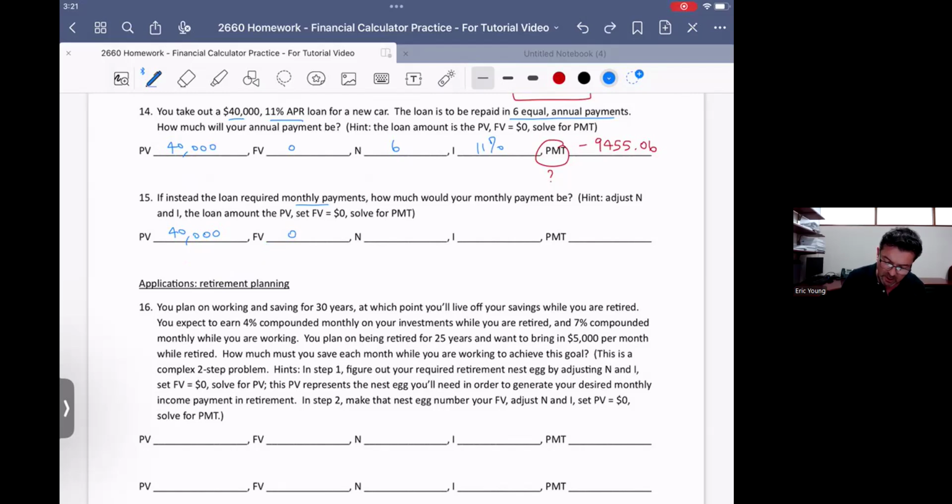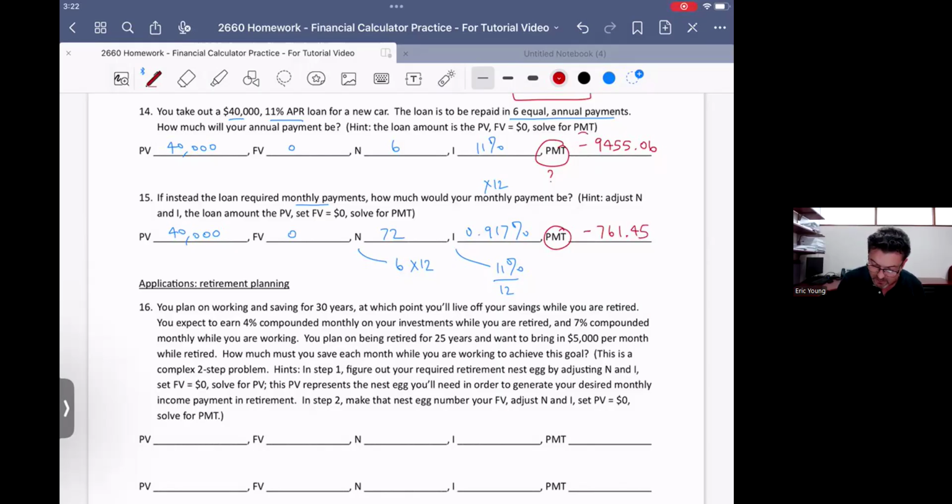But now our N, it's monthly, so we're doing a 12 multiple. So 6 years times 12 months, 72 periods. Your APR is 11%, but the A stands for annual, so divide that by 12, and we'll get the monthly interest rate of 0.917%. A couple of easy adjustments, run them back in the calculator, and now we say, oh, if it's a monthly payment, it's $761.45 out.